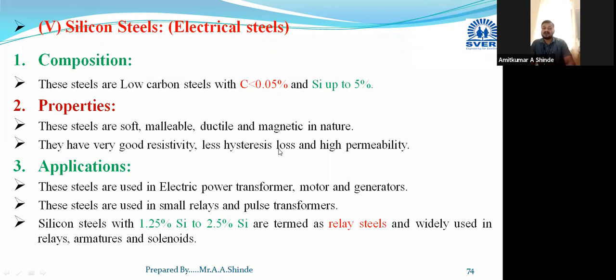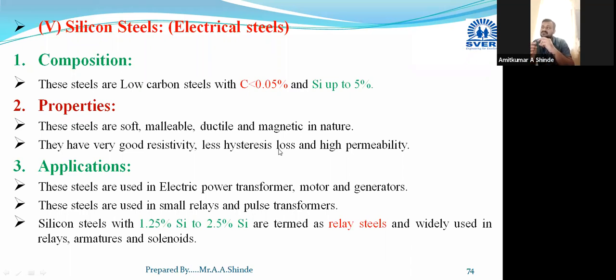Now what happens here exactly? Whichever input you are providing here, it will give you the output, but with some delay or time gap. There will be some lag between the input and output of the system, and this lag is termed as hysteresis. In short, what is the hysteresis loss?